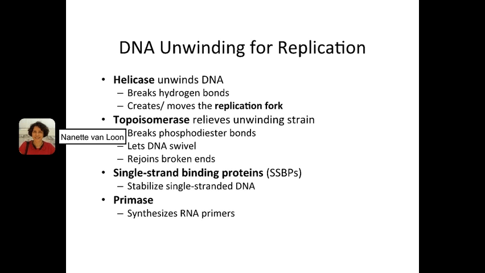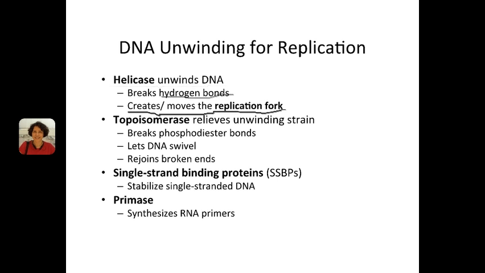For the DNA to be replicated, it has to be unwound first. And there are several enzymes that are active on an ongoing basis to help that happen. Helicase is an enzyme that unwinds DNA, that separates the 2 strands from each other by breaking the hydrogen bonds between them. And helicase is basically the enzyme that maintains the replication fork.